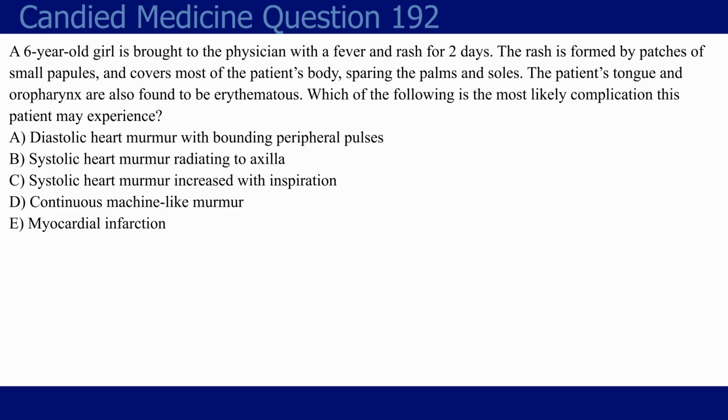Choice A, diastolic heart murmur with bounding peripheral pulses. Choice B, systolic heart murmur radiating to axilla. Choice C, systolic heart murmur increased with inspiration. Choice D, continuous machine-like murmur. Or choice E, myocardial infarction. I'll wait 5 seconds and answer your question.